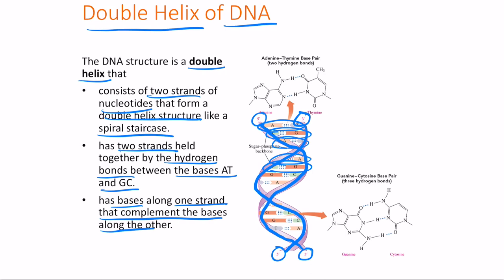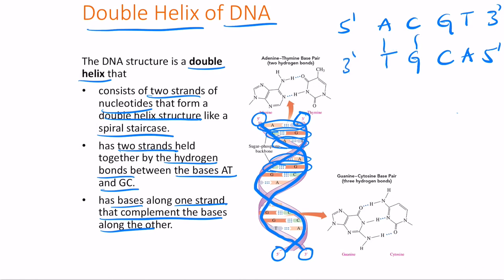So remember that A always bonds with T and G always bonds with C. For example, if you have 5 prime, A, C, G, T, 3 prime, on the reverse side it always has to come from the complementary side. So it will become 5 prime, T bonds with A, G bonds with C, C bonds with G, A bonds with T, and 3 prime.